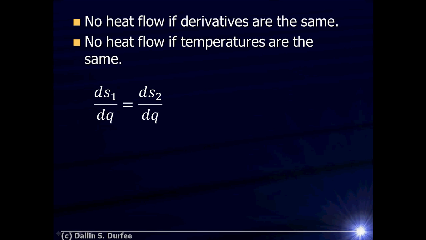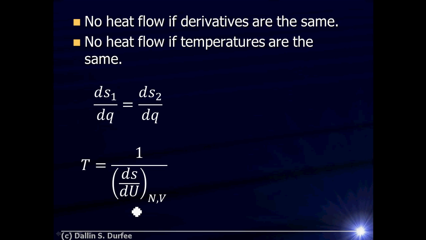So this gives us a clue and tells us two things have the same temperature when their derivatives of entropy with respect to heat coming into them are equal. And it turns out if you take an advanced course in thermodynamics, you will learn that you actually can define temperature to be 1 over the derivative of entropy with respect to energy flowing into the system.